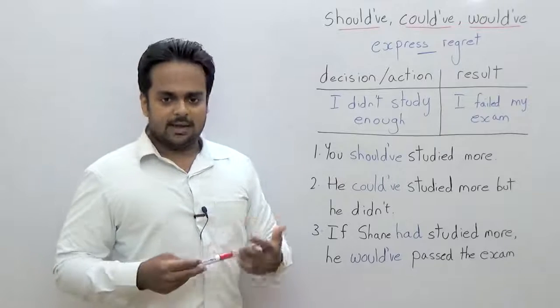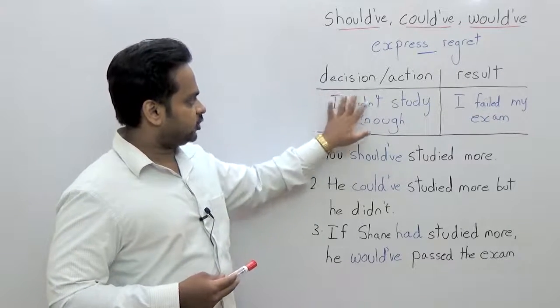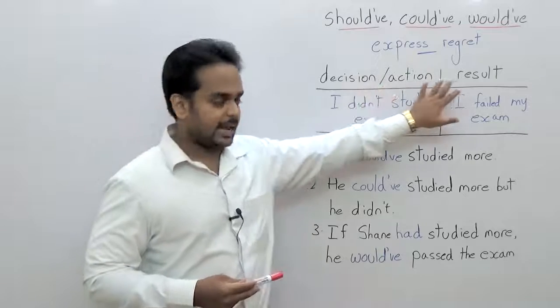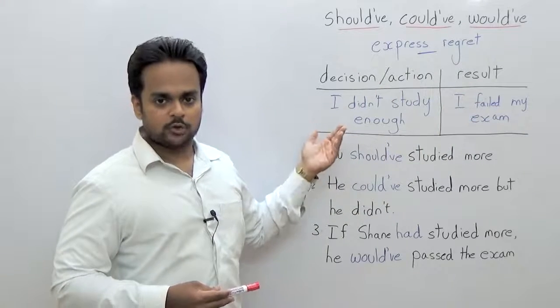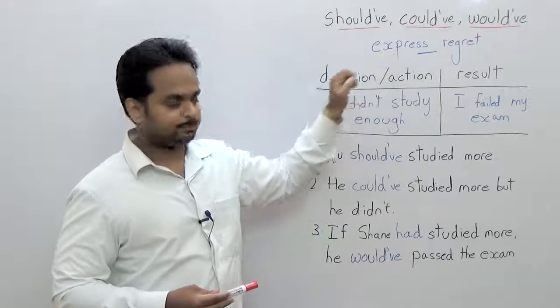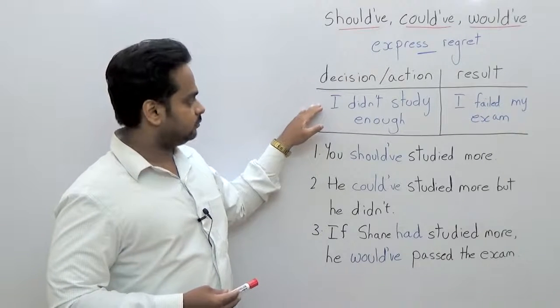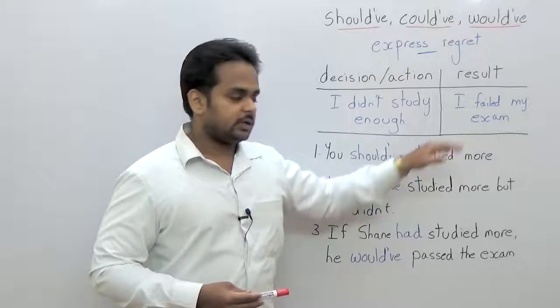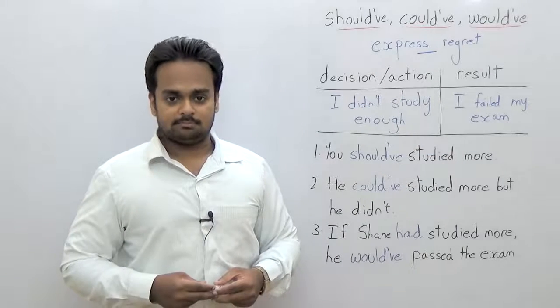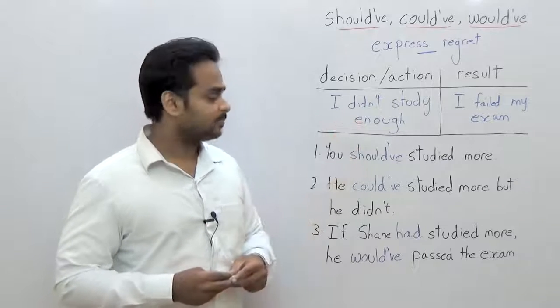To understand these better, I have a decision or an action over on this side, and I have a result over on this side. This is a situation that we're going to use to understand these words. Have a look at the decision or action. I didn't study enough, and the result was I failed my exam. Now, a student might say this. I've heard a lot of students say this.